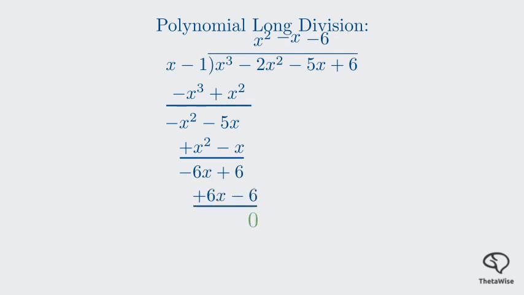Our remainder is 0. This is a great sign. It confirms that x minus 1 is indeed a perfect factor. So we've successfully divided the cubic. This means we can now write the cubic as a product of its factors. Our original polynomial x cubed minus 2x squared minus 5x plus 6 is equal to the divisor x minus 1 multiplied by the quotient we just found, x squared minus x minus 6.